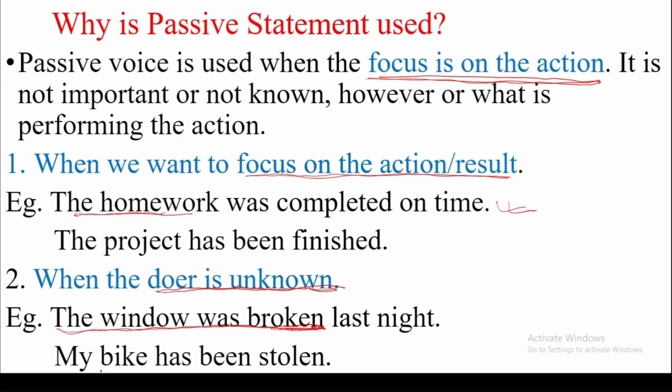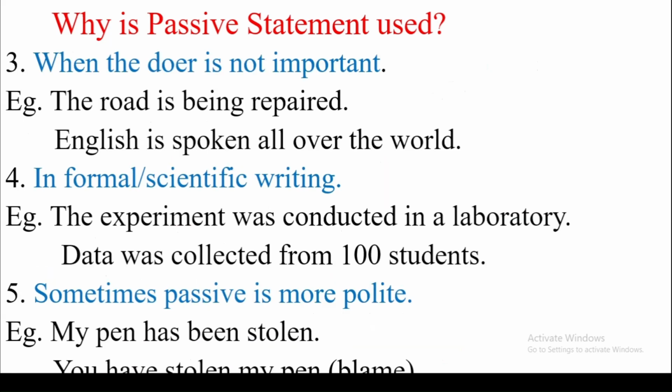Another example is, my bike has been stolen. So the reality is the bike has been stolen, but the thief or the doer is unknown. So in such a case we use the passive instead of the active. And that is, if the doer is not important, only the action is important, we use the passive.